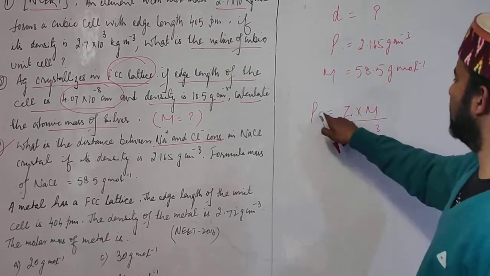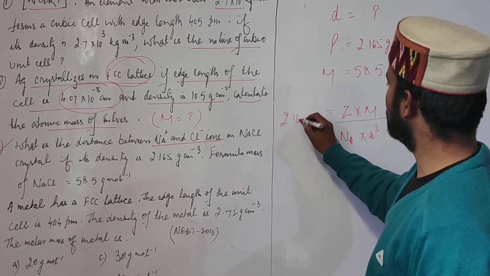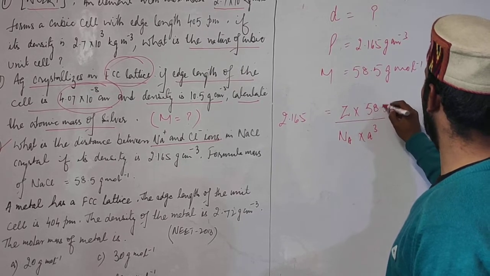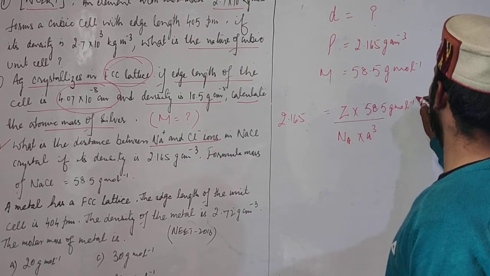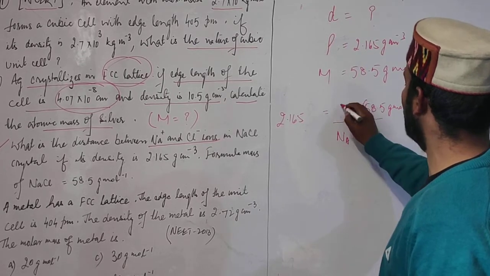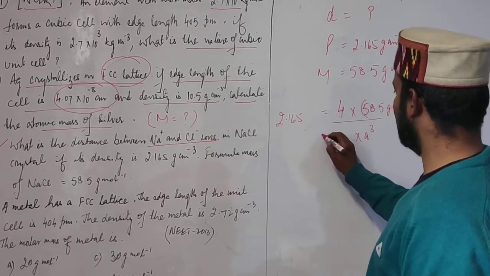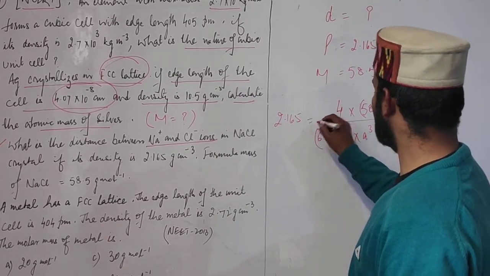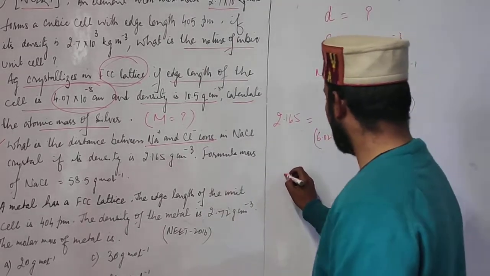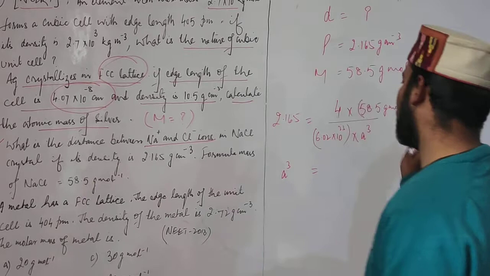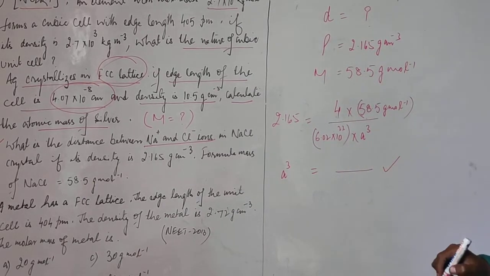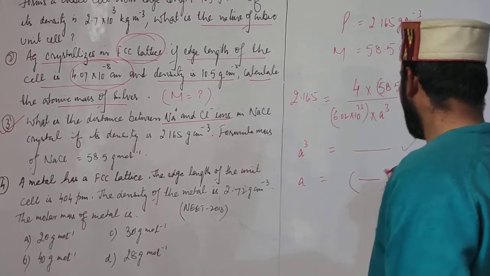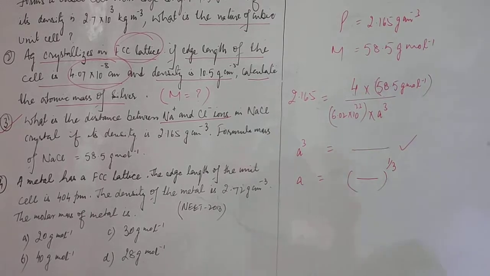Now students, density is given. So this is 2.165 gram per centimeter cube. Molar mass is given 58.5 gram per mole. Now students, Z for NaCl, we know NaCl has 4 formula units per unit cell. Avogadro's constant is a standard value 6.02 into 10 raised to power 23 per mole. Now using this formula we find a cube. So student, a cube आप यहाँ से निकाल लोगे, आप इसको खुद ट्राई करना. Now a cube निकल गया तो a निकाल लोगे, जो भी ये रिजल्ट है उसका आपने क्यूब रूट ले लेना है, a आ जाएगा.